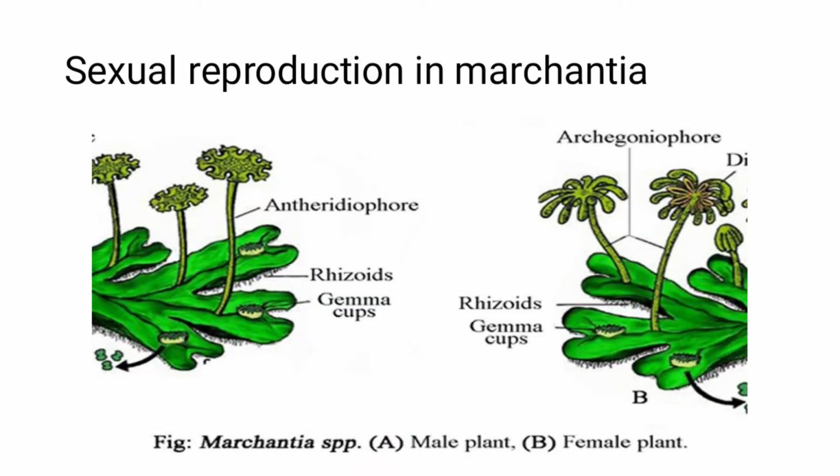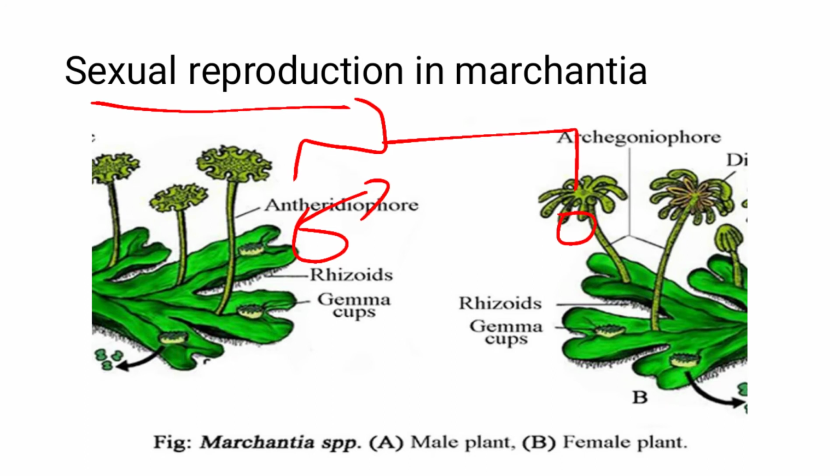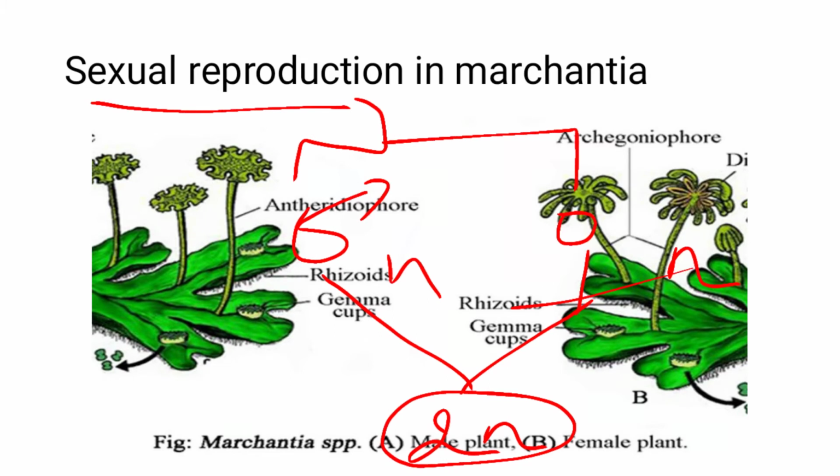Hello students, now let us study about the sexual reproduction in Marchantia. What is sexual reproduction? It is a type of reproduction which involves the formation of gametes. The gametes are of two types, the male gamete and the female gamete. The gametes are haploid in nature and undergo fusion to form a diploid zygote through the process called fertilization. This is a process involved in sexual reproduction, right?